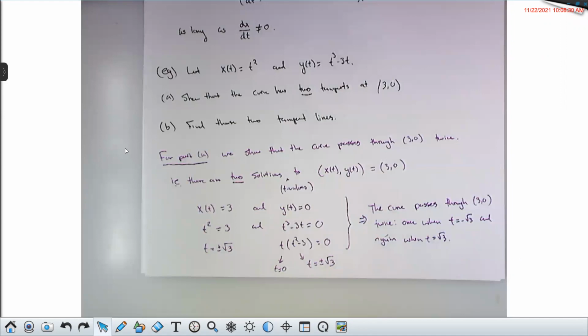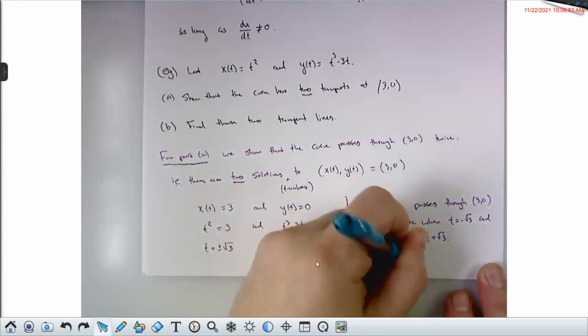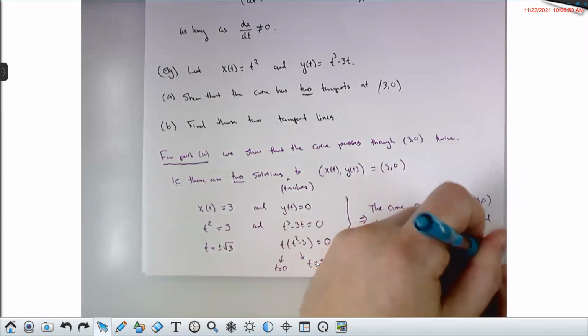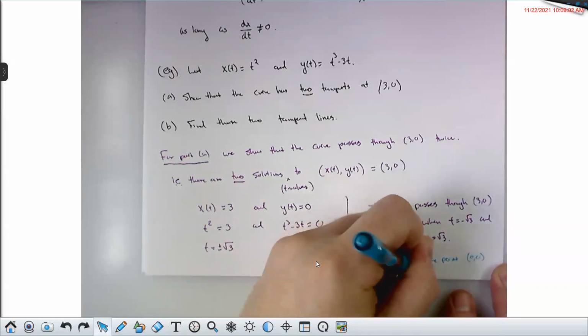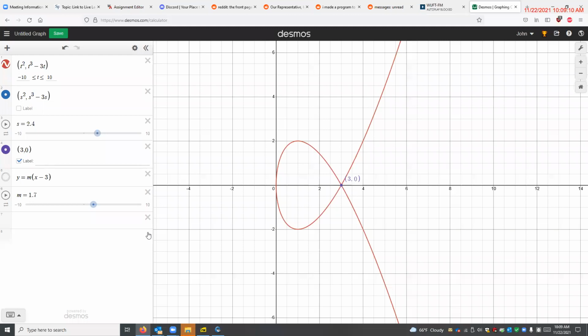Yeah, it came from the y and just the y. So y is equal to 0 when t is 0, but x(t) is not equal to 3 there. In other words, when t is 0, we're at the point (0, 0), not (3, 0). So it's not a part of this. We don't go through that point 3 times, we just go through that point twice. And again, that's what we saw with the picture, right?